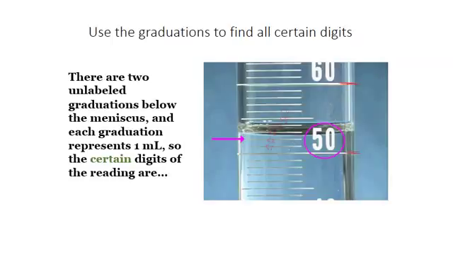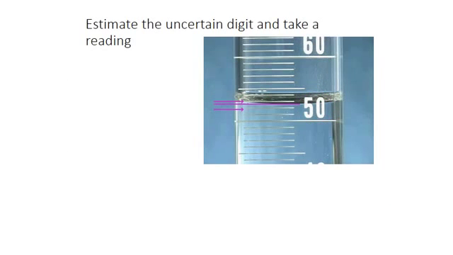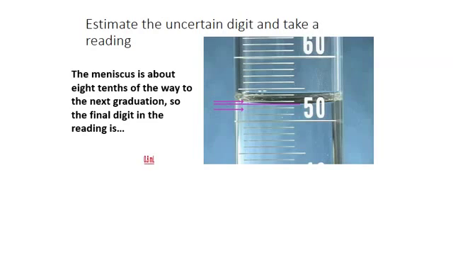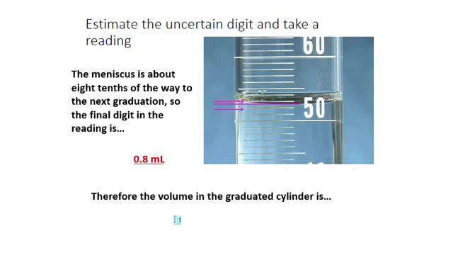Okay. There are 2 unlabeled graduations between the meniscus. Each one represents 1 milliliter, so the certain digits of the reading are 52. We can see that the meniscus is above 52 and lower than 53, so we can say for certain this is at least 52 milliliters. I think I would read this as about 52.8.